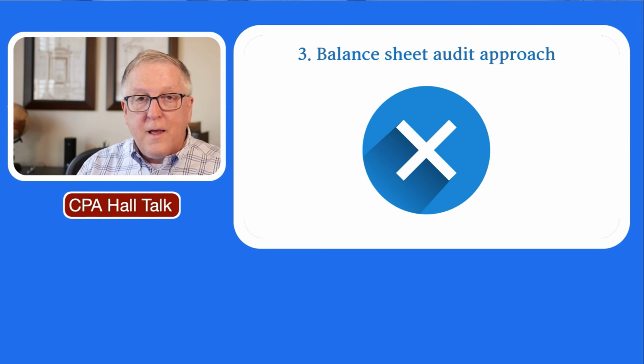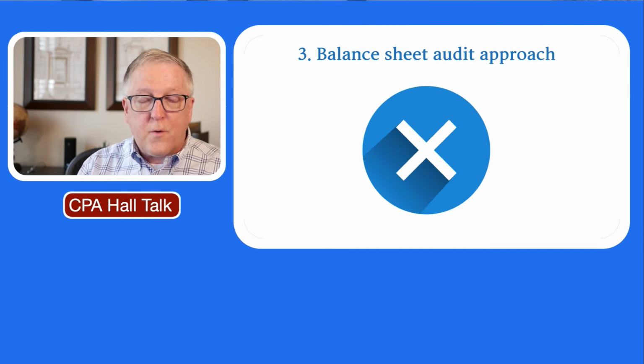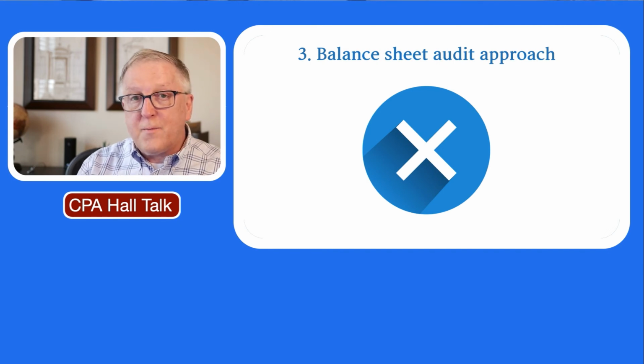Probably not. And so we need to audit the balance sheet accounts, obviously, but we also need to audit the revenues and expenses. We need to do the walkthroughs to see if there are any internal control weaknesses, because quite often a fraudster will exploit the internal control weaknesses, and then that money disappears and we do the balance sheet approach and we don't detect the theft.